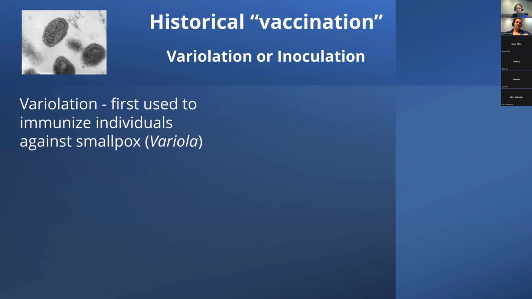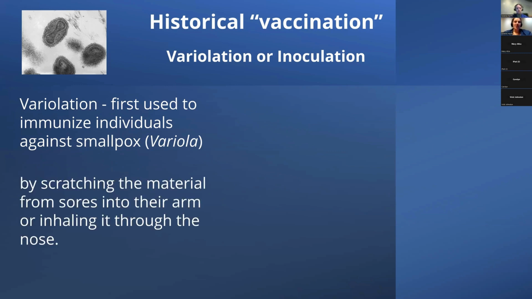Variolation comes from the word variola, because the smallpox virus is called the variola virus. So that's where the name comes from. So what is variolation? Well, it's not my favorite thing, and I'm glad this is no longer how we try to prevent disease. Essentially, with smallpox, people would get sores on their bodies. What variolation entailed was taking material from the infected person's sores and putting it onto the arm or inhaling it through the nose of an uninfected person.